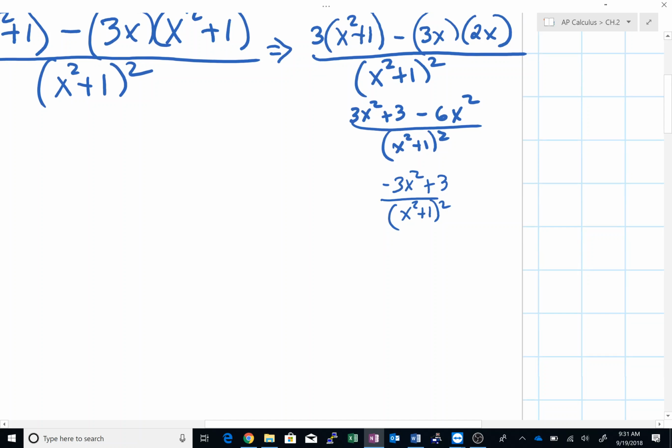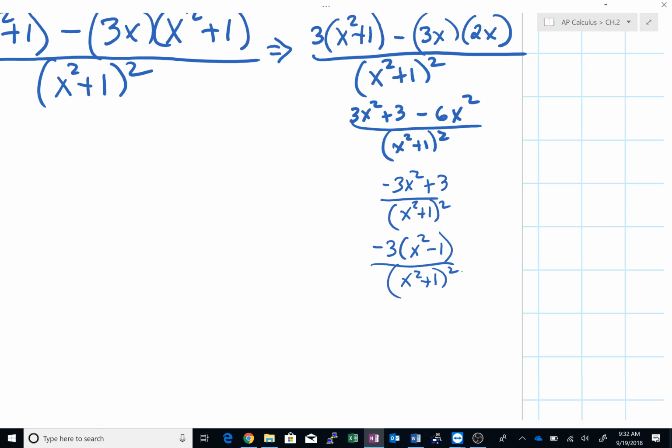I'm seeing something interesting here, maybe. So I pull out a negative 3. That doesn't work. Okay, so that's really all you can do with it.